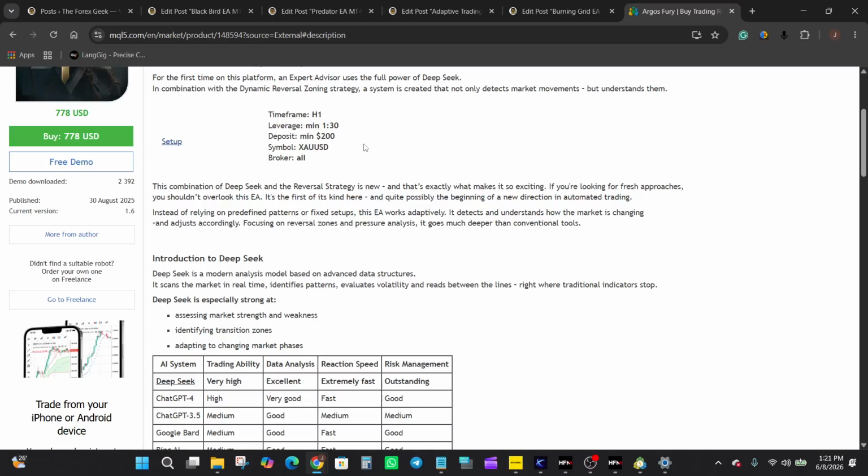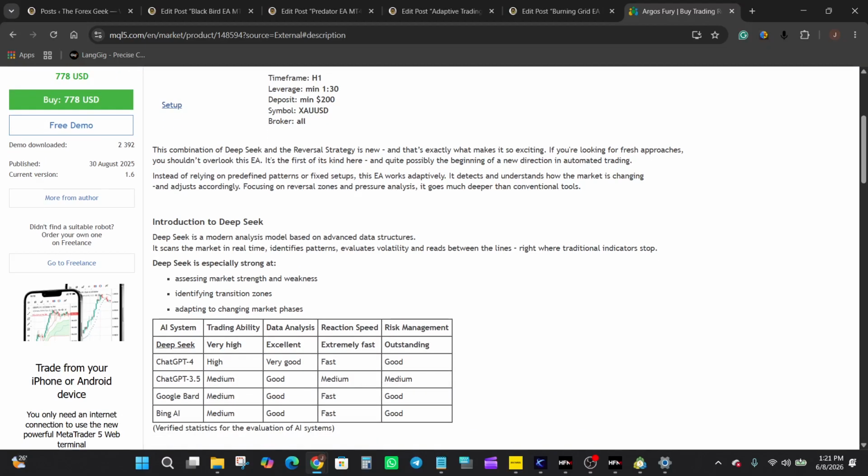Now, moving further into the page, a major focus is placed on the DeepSeek analysis model. The description explains that it analyzes market conditions in real time, evaluates volatility, identifies patterns, and adapts to changing market phases. The developer highlights areas such as assessing market strengths and weaknesses, identifying transition zones, and adjusting to different market environments.